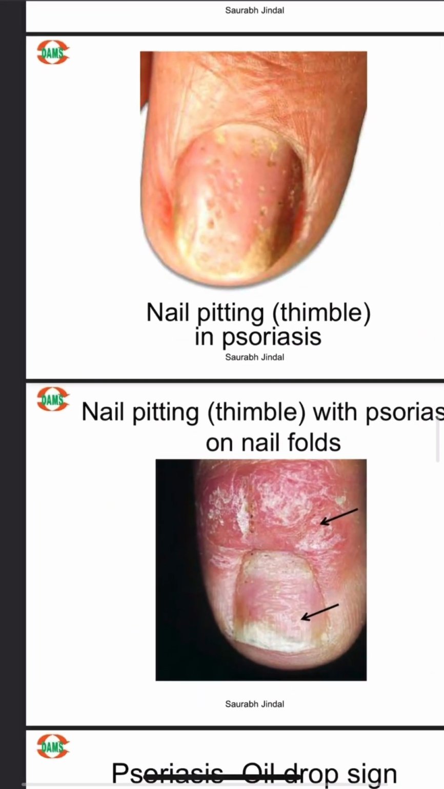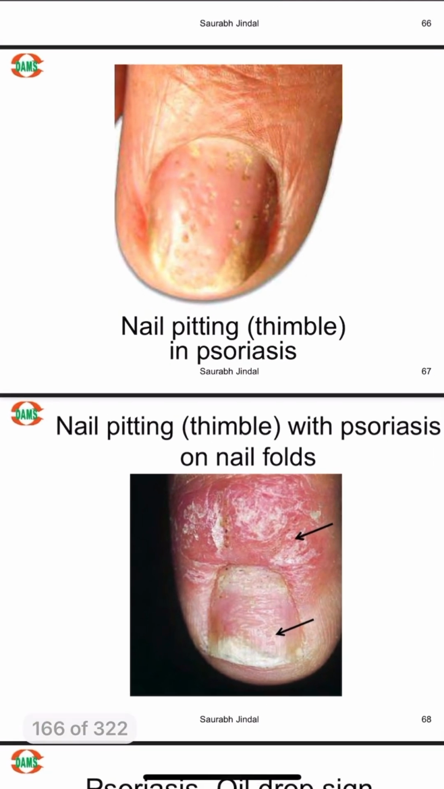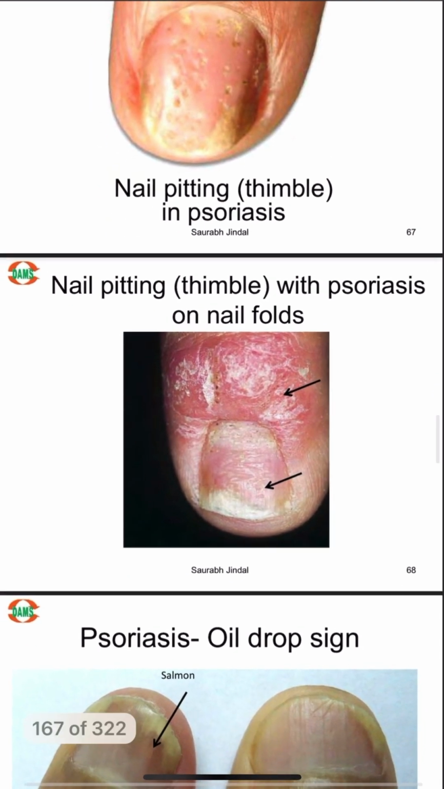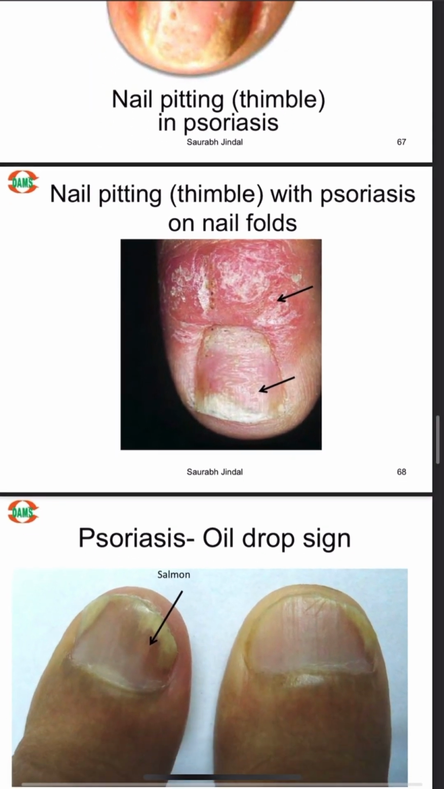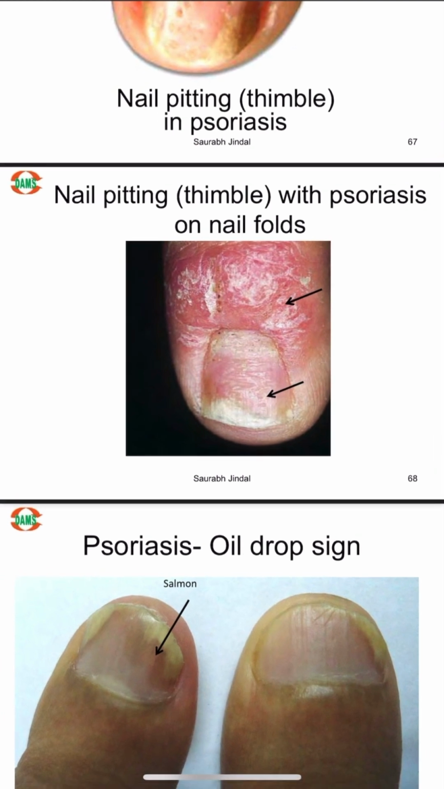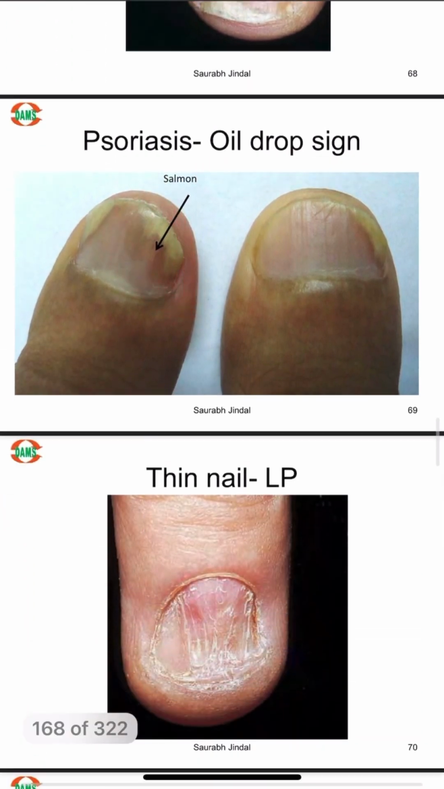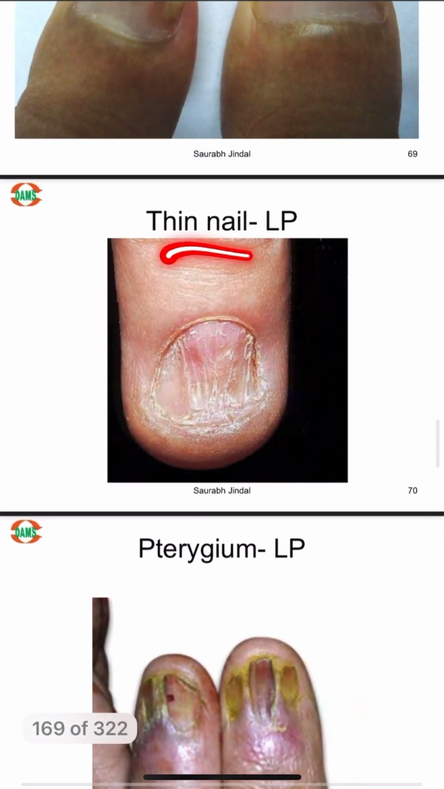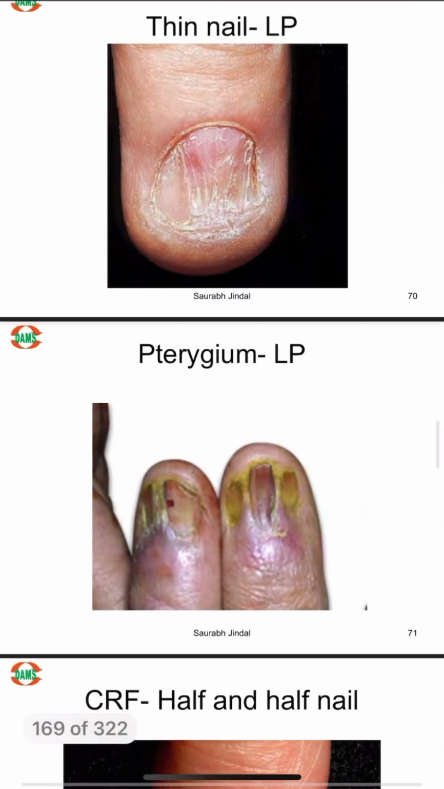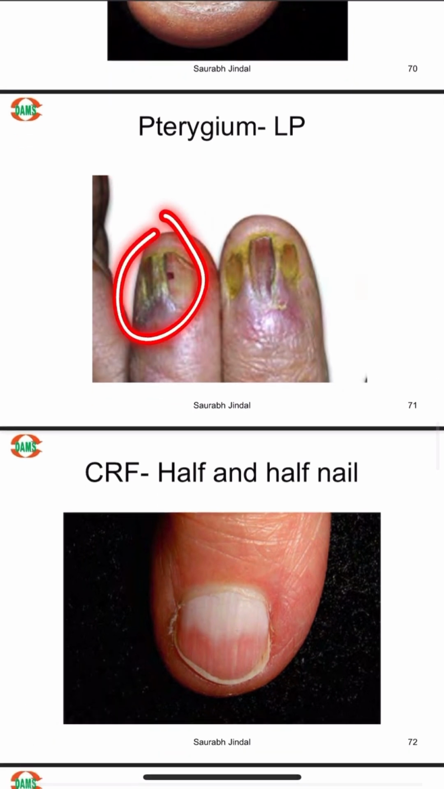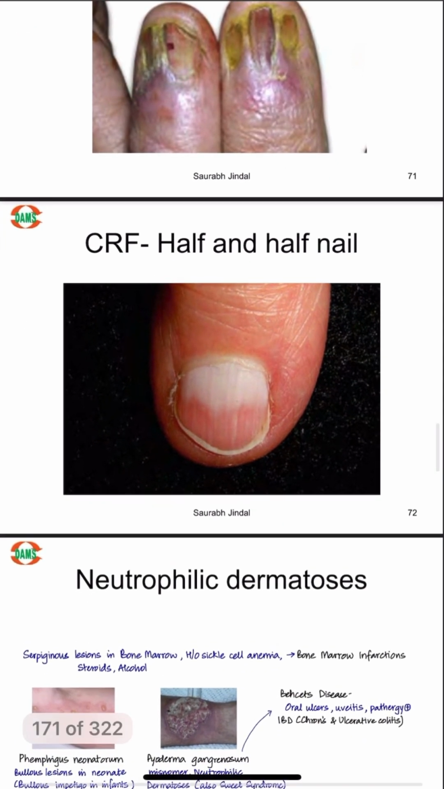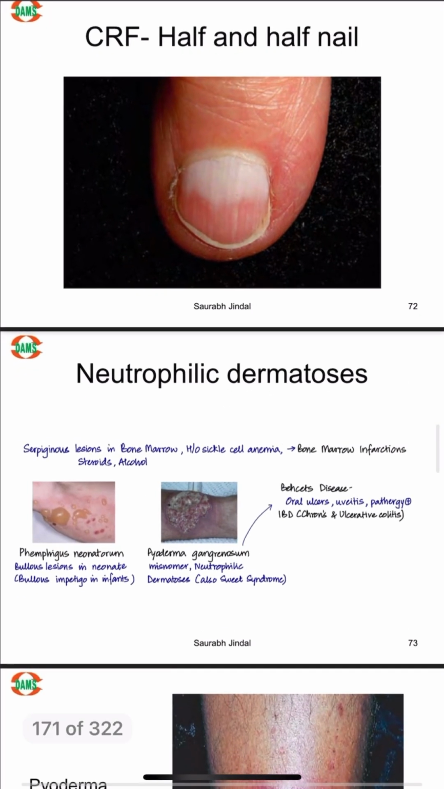Now let us see some nail diseases. In psoriasis, nail pitting is seen, which is regular. Nail pitting with psoriasis or nail folds. Oil drop sign seen. This is thin nail in lichen planus. Pterygium seen in lichen planus. In chronic renal failure, half is brown and half is white. Half and half nail is thin.